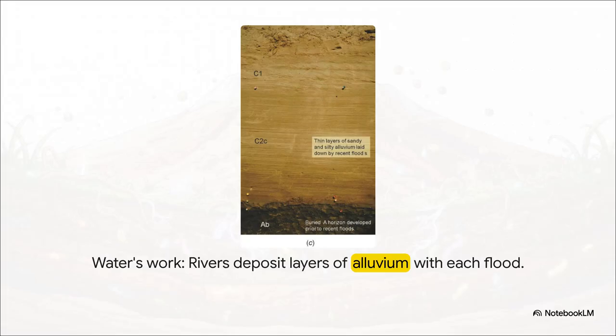Next up, water. Rivers are like these giant conveyor belts for sediment. During floods, they drop all this material, called alluvium, all across their floodplains. You can actually see the distinct layers here, each one from a different flood. This process is what creates some of the most fertile agricultural lands on the entire planet, like the huge floodplains of the Mississippi River.